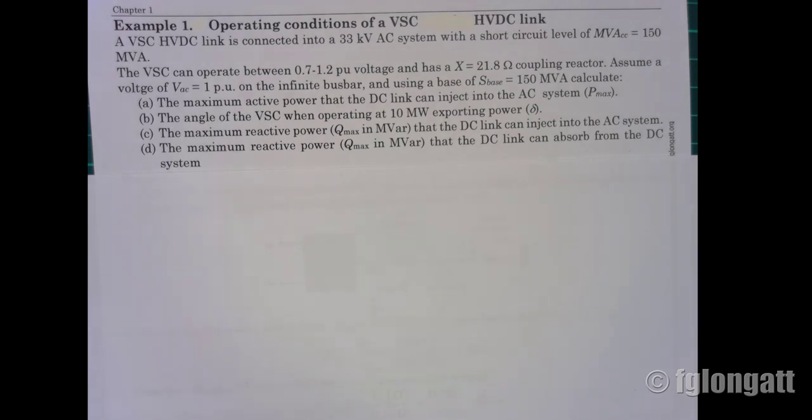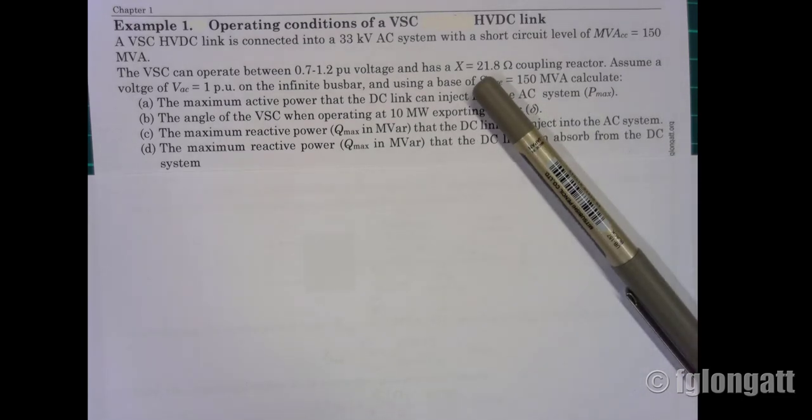This voltage source converter is sensitive in terms of voltage, and it operates with a voltage between 0.7 and 1.2 per unit. We must be careful, the voltage source converter is quite sensitive in terms of voltage. Also, this voltage source converter has a coupling reactance. This coupling reactor is 21.8 ohms.